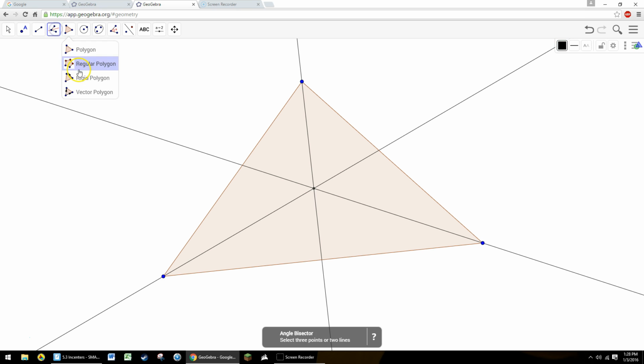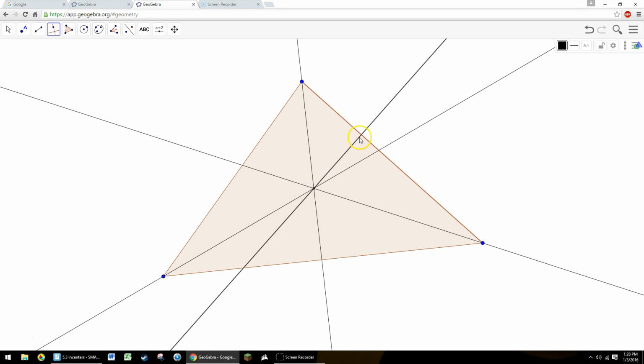So I'm going to grab this tool again to help me draw a perpendicular line. It's going to ask me to select a point and a line, and you'll see that it'll draw a new line. It's not the same as this bisector because now I'm locking in that angle right there to be perpendicular, but it must go through that point.